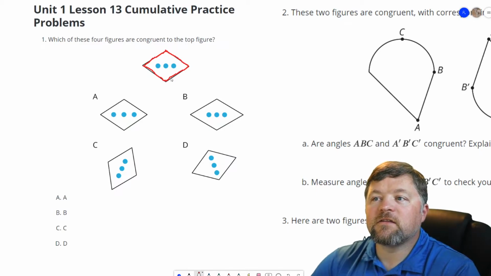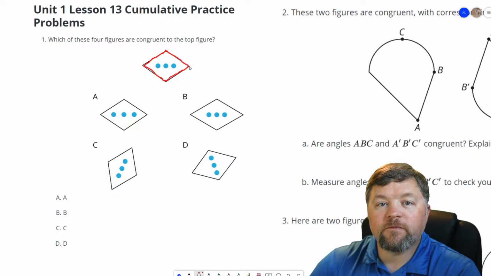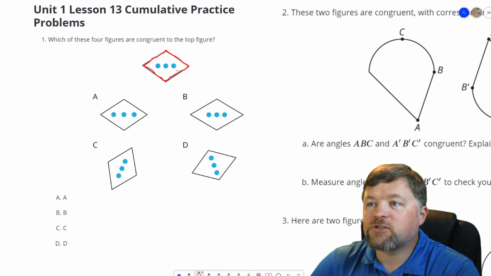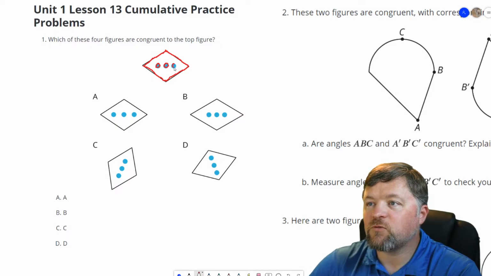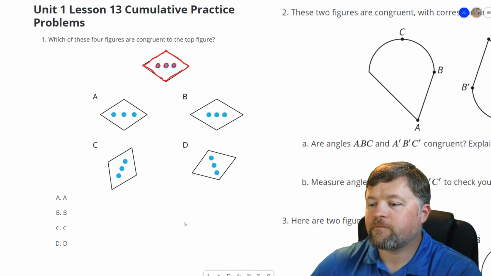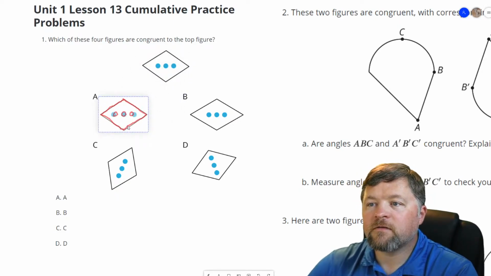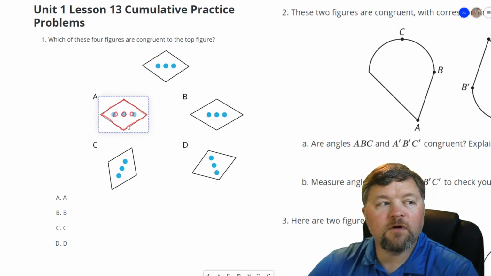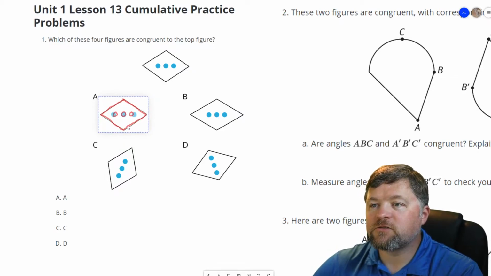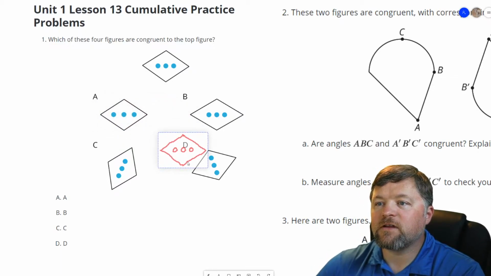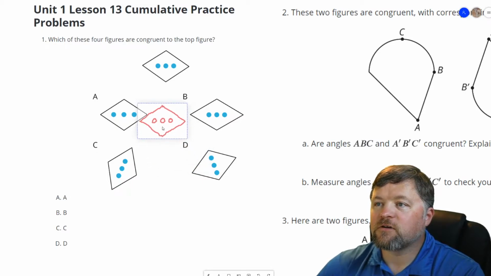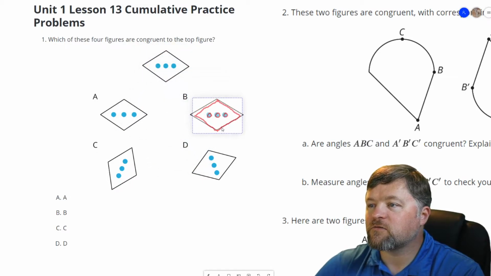Now, this is a little bit different than some of the other ones we've been doing. This has 3 additional little blue circles in the middle. So we kind of want to make sure that those are in the same place as well. Can I move that? Yep, that moves everything. Well, A doesn't seem to match. Those outer circles seem a little different. Yep, those circles look further away than the original ones.